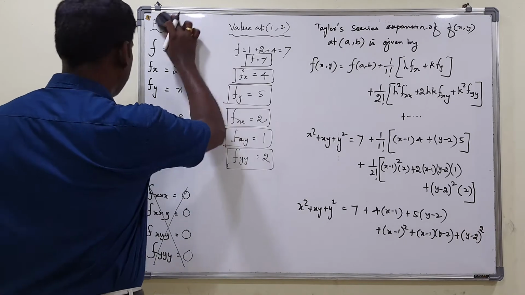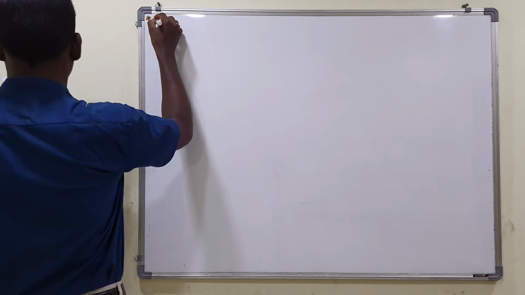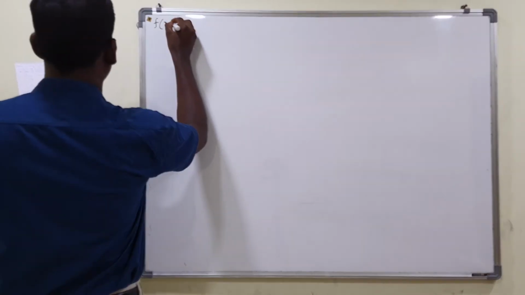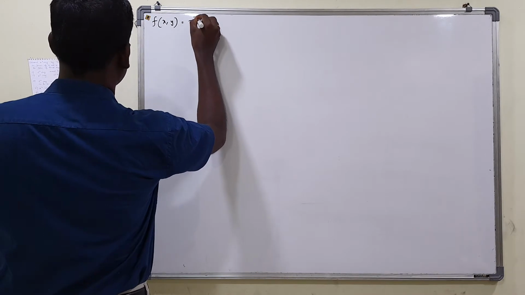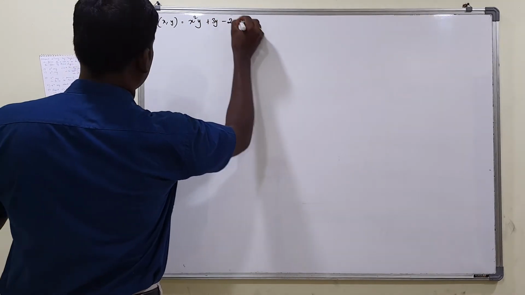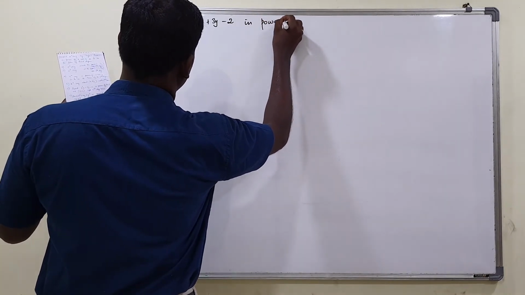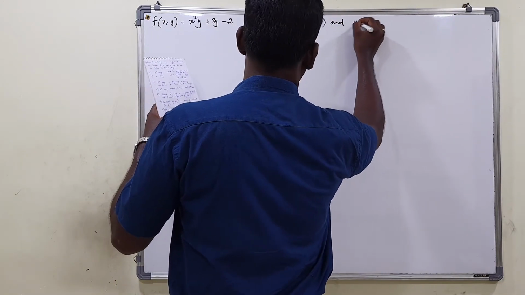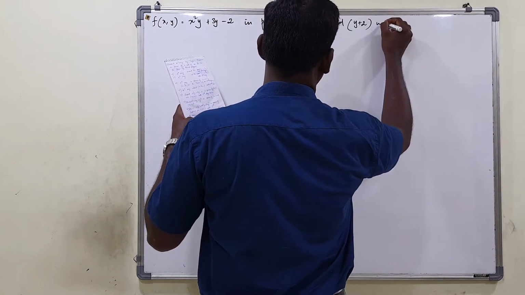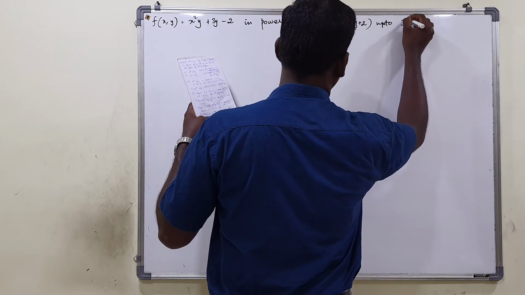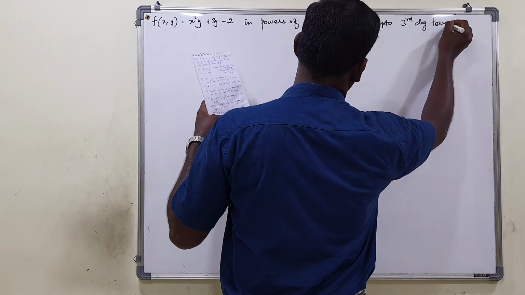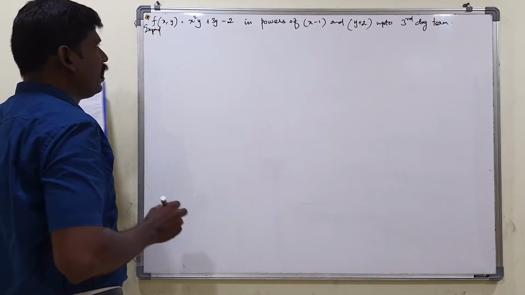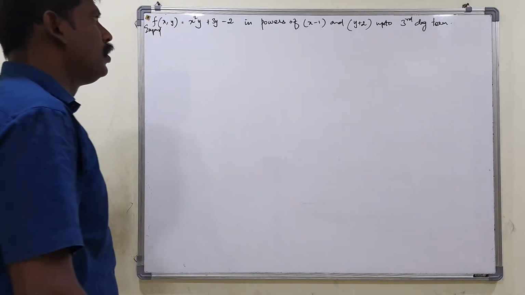Right? Let us do the next problem. f of x comma y is equal to x square y plus 3y minus 2, expand f in powers of x minus 1 and y plus 2 up to third degree term. Okay.